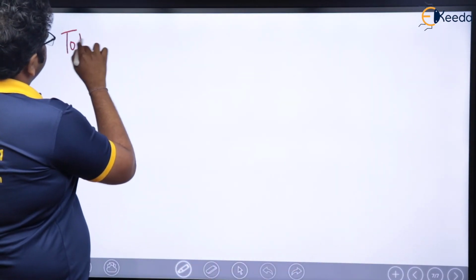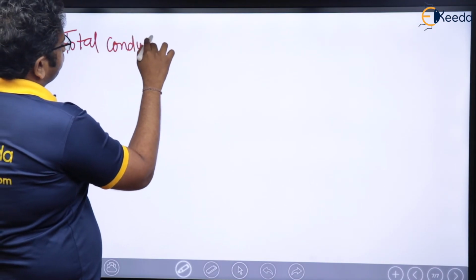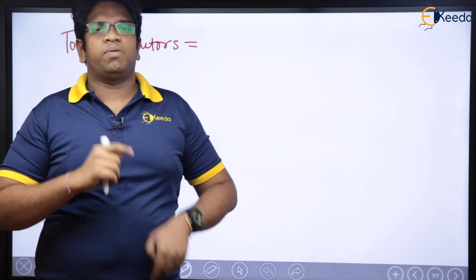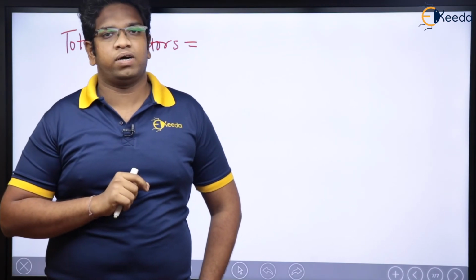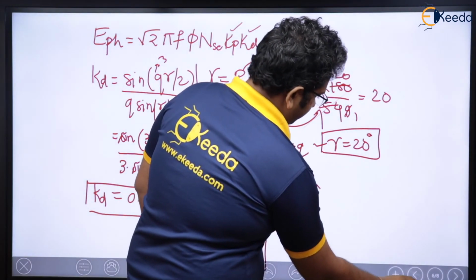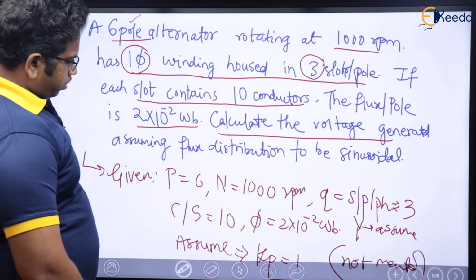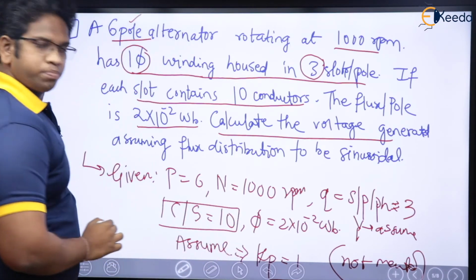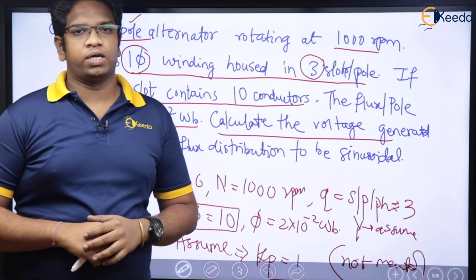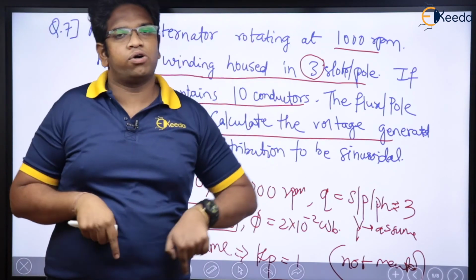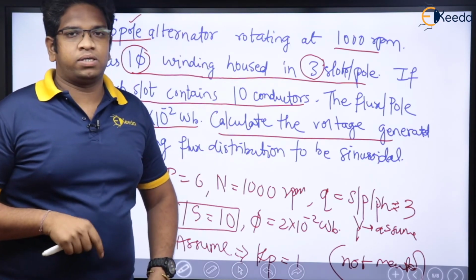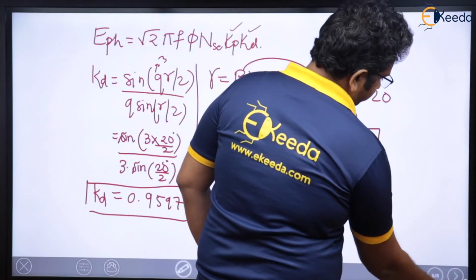What are the total conductors? Total conductors will be what, sir? Total number of slots multiplied by conductors per slot. Why? Because if you see here, they have given you conductors per slot equal to 10, and you have just now understood that the total number of slots is 54. The moment the total number of slots is 54, and in each slot you have 10 conductors, the total number of conductors is going to be 540.